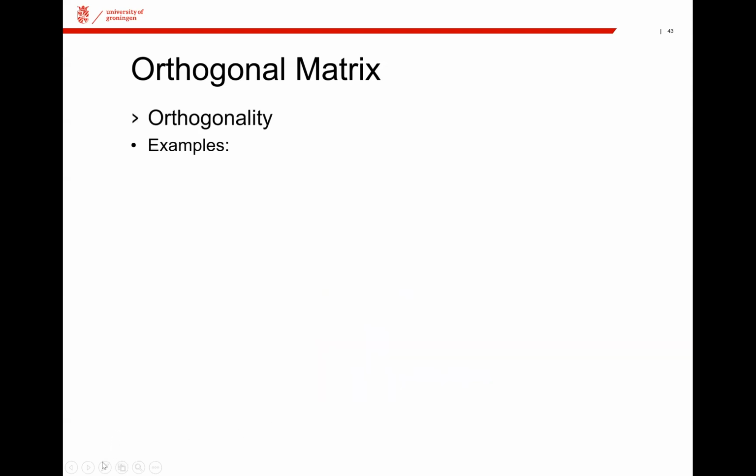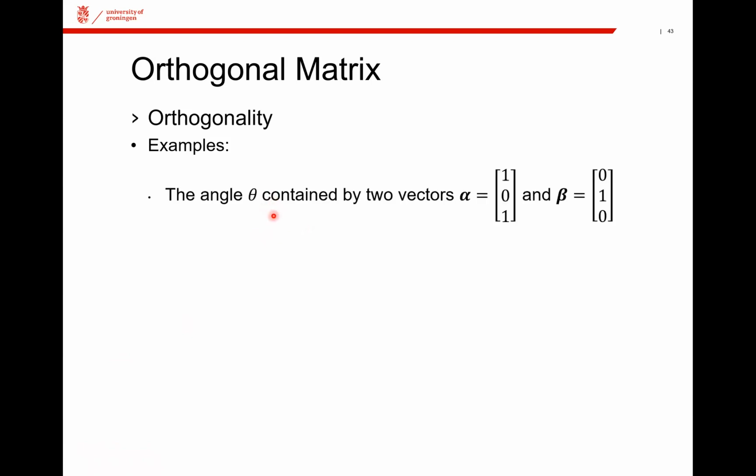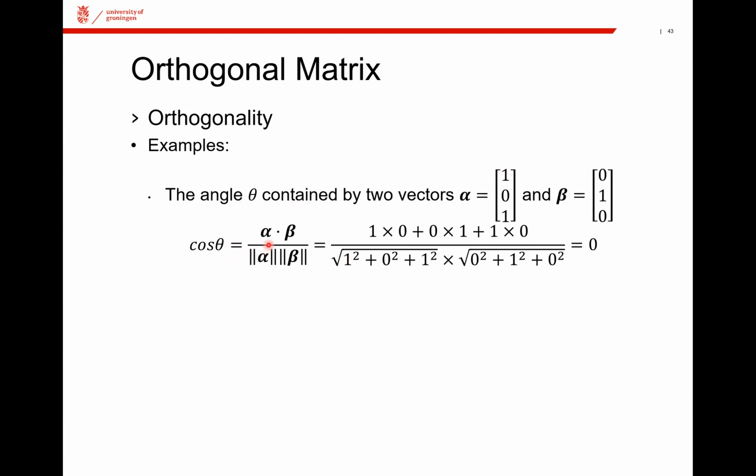Okay, then we look at some examples. The angle theta contained by these two vectors, how to calculate it? We just use this formula. And the inner product of these two vectors is basically just the sum of the products of the corresponding elements. So 1 times 0 plus 0 times 1 plus 1 times 0. So the numerator is 0. So actually we don't need to calculate the length. It is already 0. So the cosine theta is 0. Then alpha is perpendicular to beta.